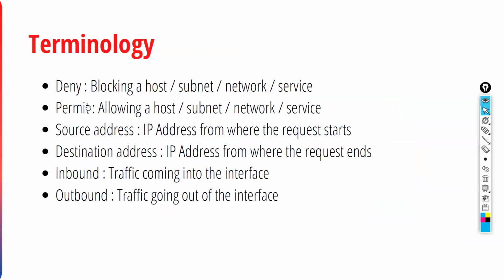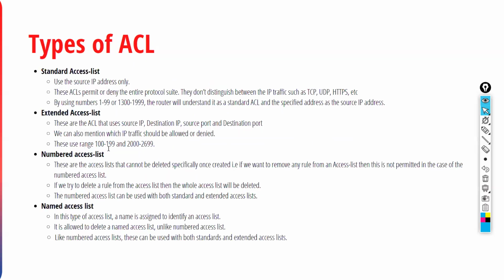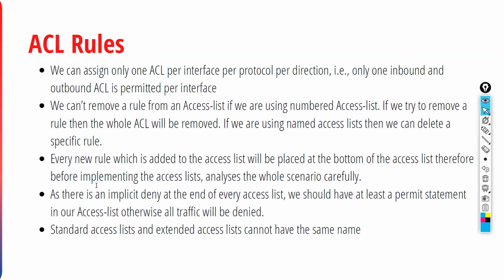Okay, these are some of the terminologies that will be used: deny, permit, source address, destination address, inbound and outbound. Inbound is incoming traffic. Outbound is outgoing traffic. Permit means allow. Deny means block. Source address means the source IP address from where the request is coming, and destination is where the request is going. Then after that, type of ACL, we have already seen standard, extended, numbered, named, all these things.